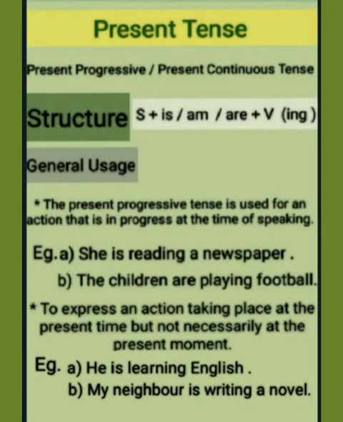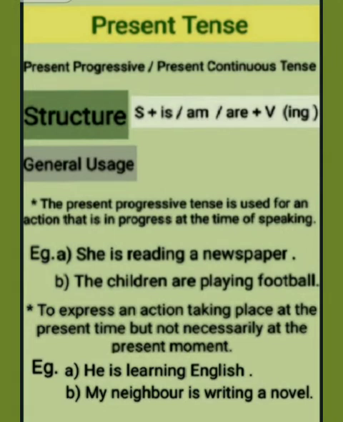Next is the present progressive tense or present continuous tense. So the structure is subject plus is am are plus verb ing form. So this tense is used to express an action which is going on at the time of speaking. For example, she is reading a newspaper. Sentence number 2, the children are playing football.